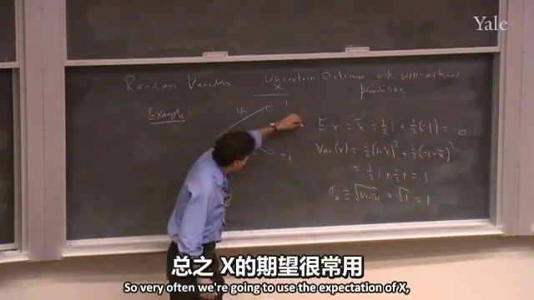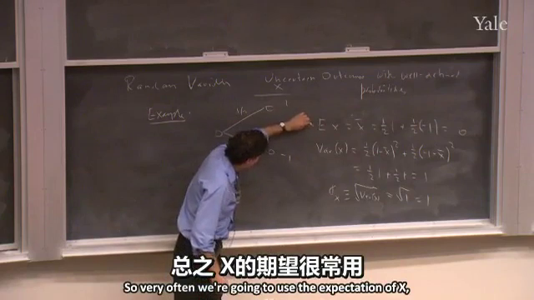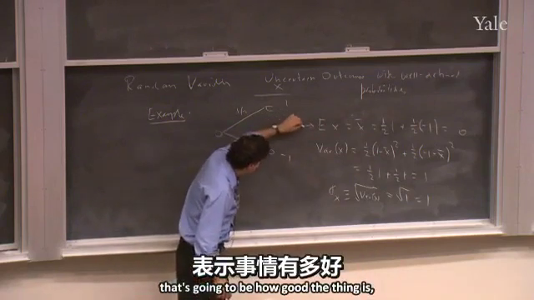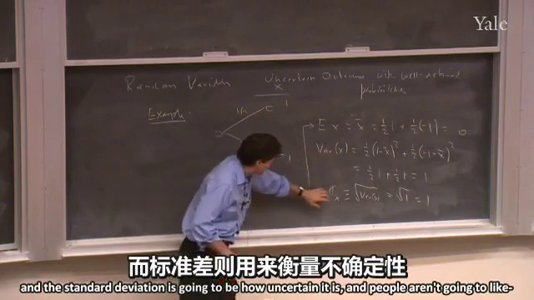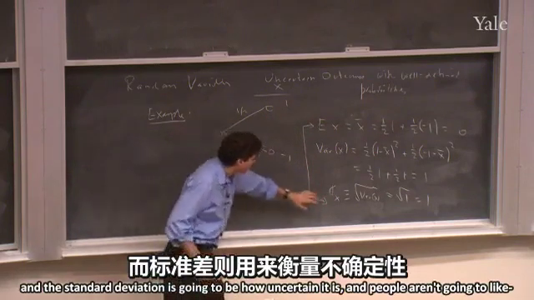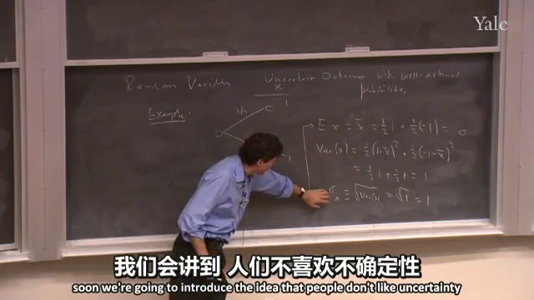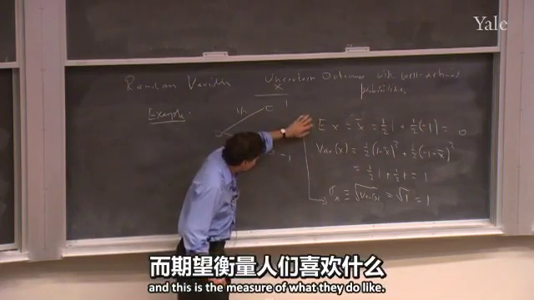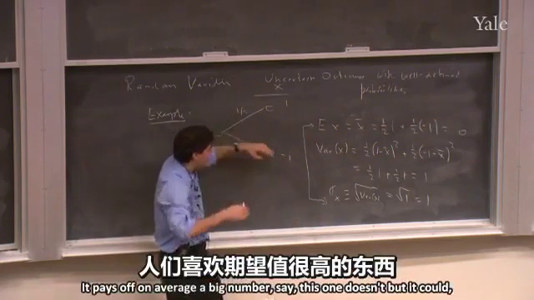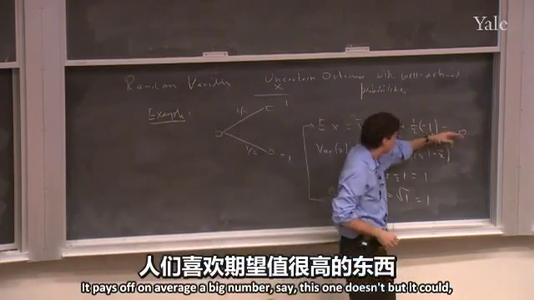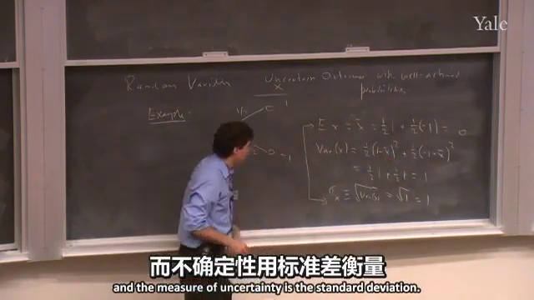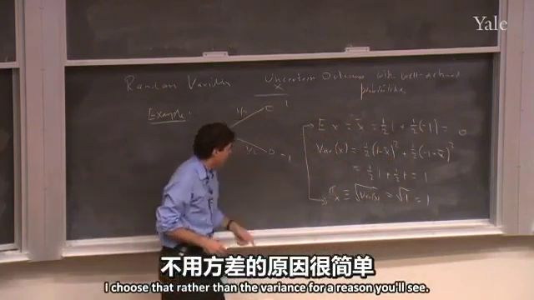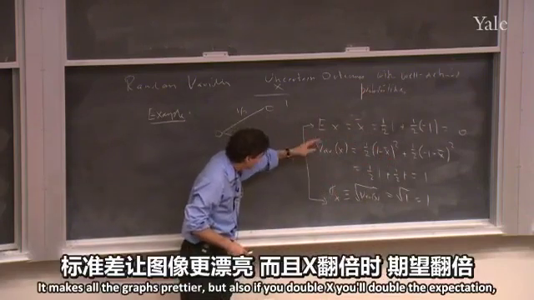So very often we're going to use the expectation of x. That's going to be how good the thing is. And the standard deviation is going to be how uncertain it is. Soon we're going to introduce the idea that people don't like uncertainty, and this is the measure of what they do like. It pays off on average a big number, say. This one doesn't, but it could. And the measure of uncertainty is the standard deviation. I choose that rather than the variance for a reason you'll see. It makes all the graphs prettier.